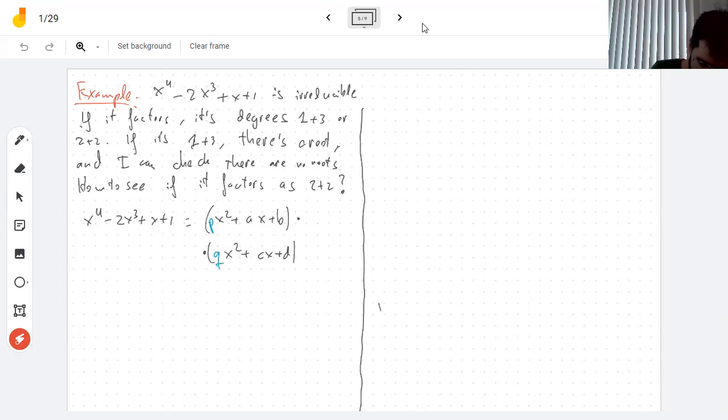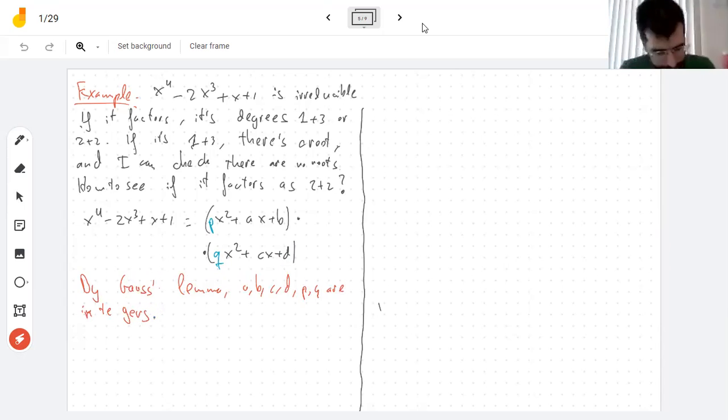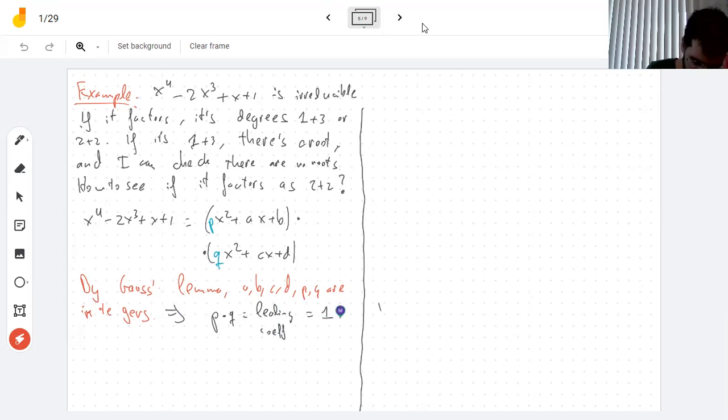So the important thing here is that by Gauss's lemma, everything here are integers. If I expand this, I'm gonna have a lot of equations in six variables, but the fact that they're integers makes life a lot easier. For example, P times Q is the leading coefficient, which is one, so I can assume P and Q are one. I can assume they're both monic. That's true in general: if you have a monic polynomial with integer coefficients and it factors, it's going to factor as a product of monic polynomials with integer coefficients, as you're seeing here. Any questions?